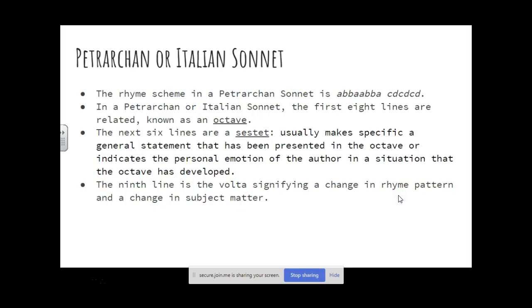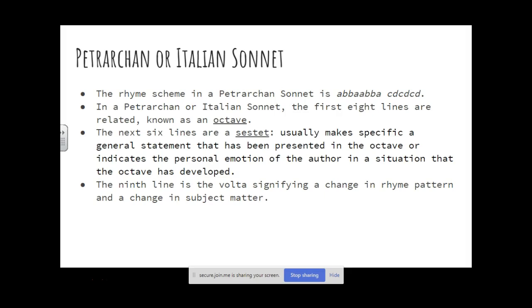So, Petrarchan or Italian. This is the second type of sonnet form. What's different about the Petrarchan or the Italian is it's still 14 lines, but it's formatted differently and has a different rhyme scheme. The rhyme scheme in this one is abba abba, CD CD CD. So there's no longer that couplet at the end, and it doesn't alternate lines.